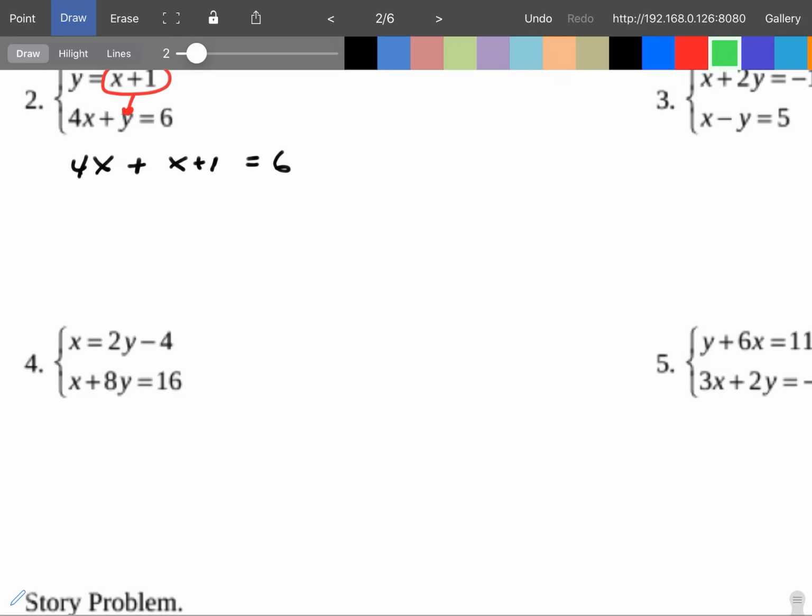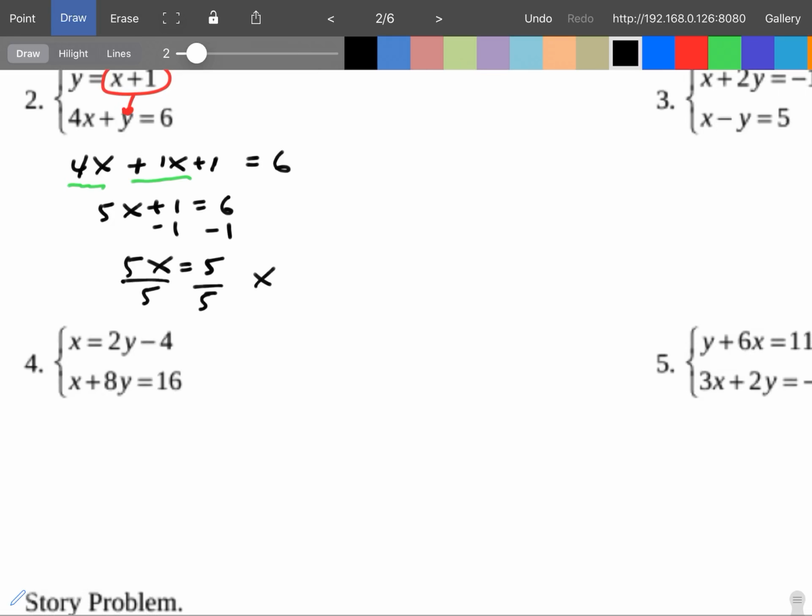So that 4x and that positive 1x are on the same side of the equal sign, so you just combine them, so you get 4x plus 1x. That's just 5x. So you've got 5x plus 1 equals 6. Now we'll just subtract 1 on both sides, and we get 5x equals 5. Then divide both sides by the number in front of the variable, and those 5's cancel out on the left-hand side, so we get 1x equals, well, 5 divided by 5 is 1. So we get 1 on the right-hand side.